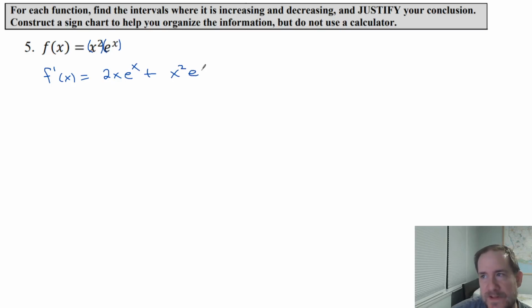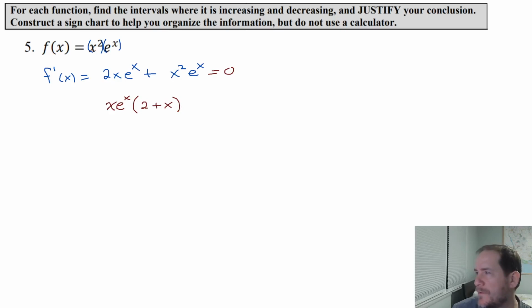But the derivative of e to the x is e to the x. So there's my derivative. Now, to set this equal to 0 and solve, I would want to factor out my common factor, which they have an x in common, and they have an e to the x in common also. So x e to the x is common. And if I factor that out, I'm left with a 2 plus just a single x.